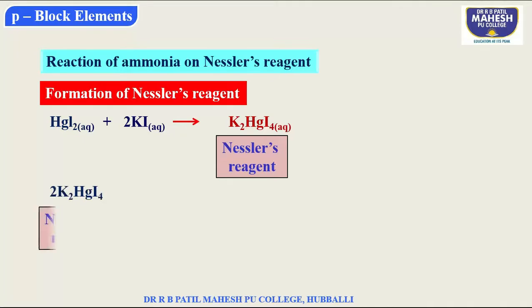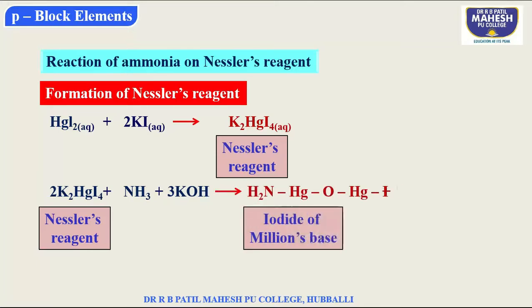When this Nessler's reagent is treated with ammonia in the presence of a basic medium like potassium hydroxide, we are going to get iodide of Millon's base as a product that has a reddish brown color. Along with this, we get potassium iodide and water as products.